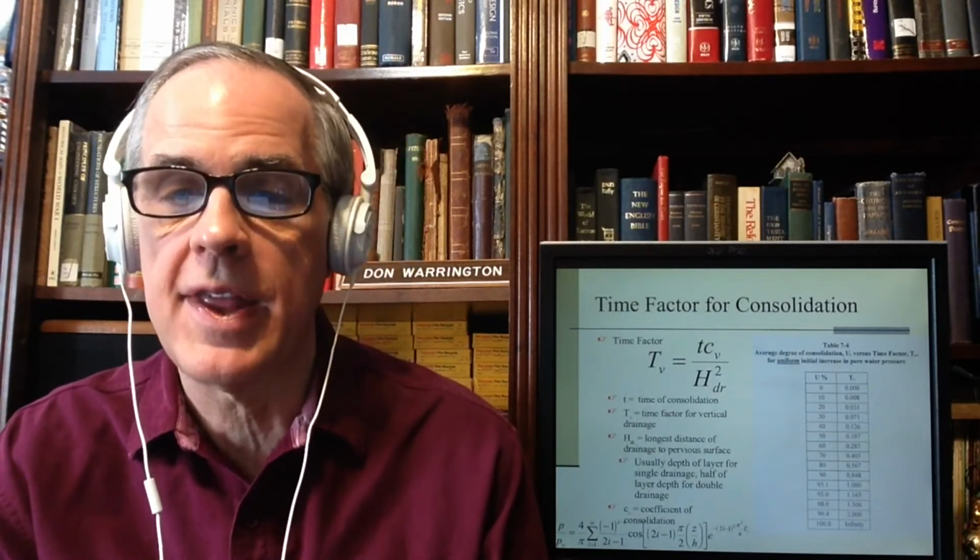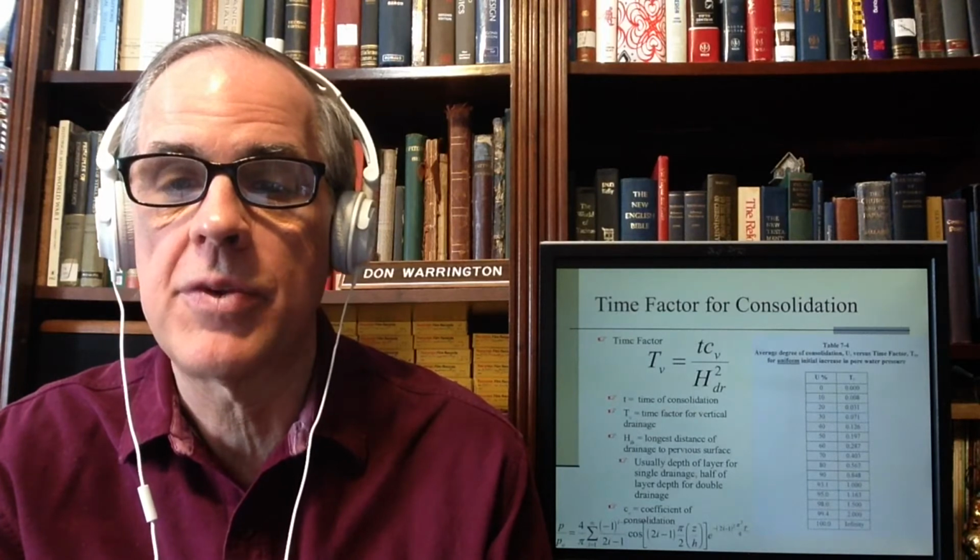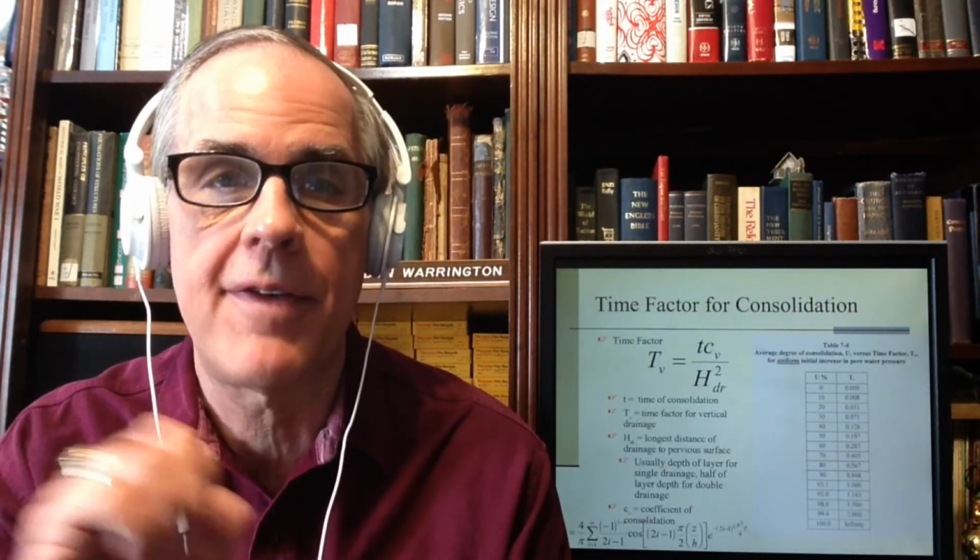And so we define a little thing called the time factor. The time factor is equal to the time of consolidation from the time of the initial loading, and we assume instantaneous initial loading, times C sub V, we talked about that, divided by H_DR squared. Now, this is where we pick up the boundary conditions. The drainage length is the longest distance from any point in the layer to where the exit is. In the case of single drainage, it's the full thickness of the layer. In the case of double drainage, it's half the thickness of the layer.